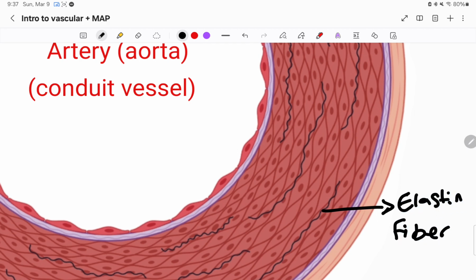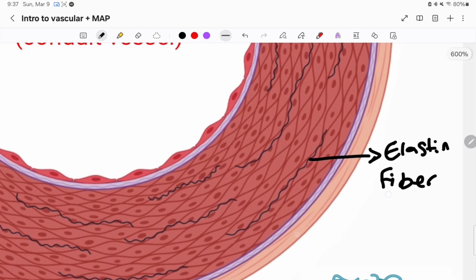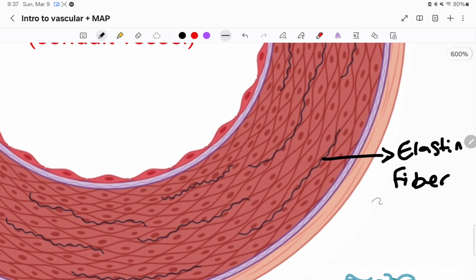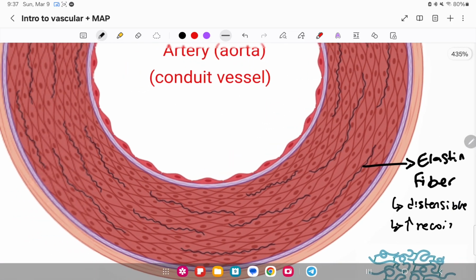But what does an elastin fiber look like, and what does it do? Well, I'll tell you what it does, or one of its characteristics. The elastin fiber is extremely distensible, meaning I can stretch it a lot, and it also has a very high recoil property. So after I stretch it, it'll immediately recoil back.